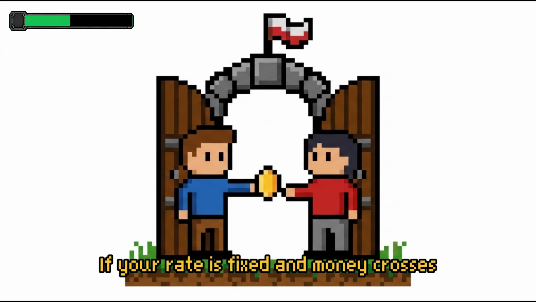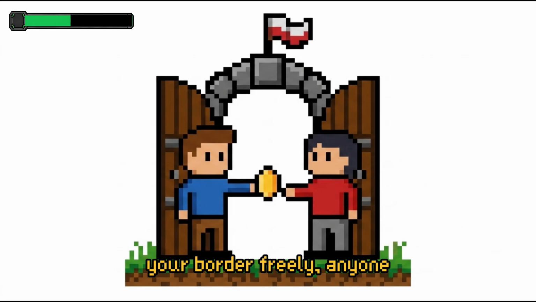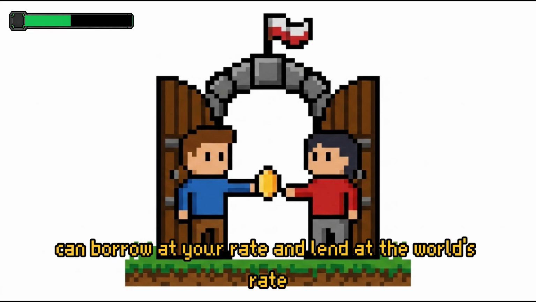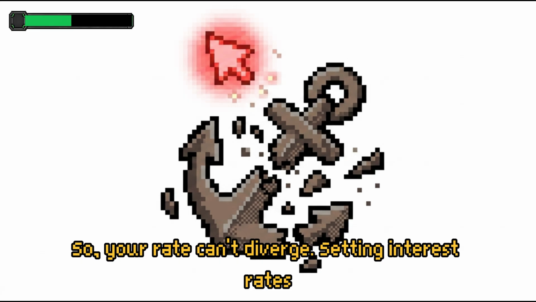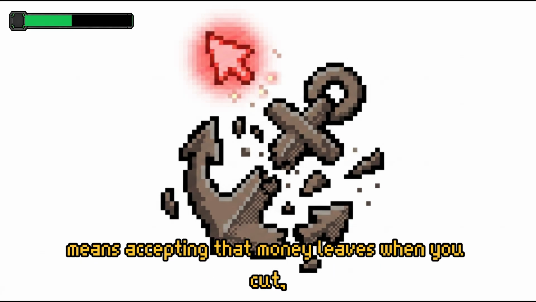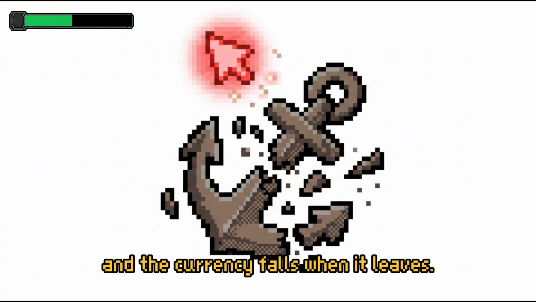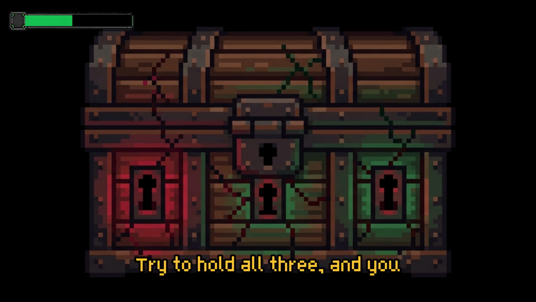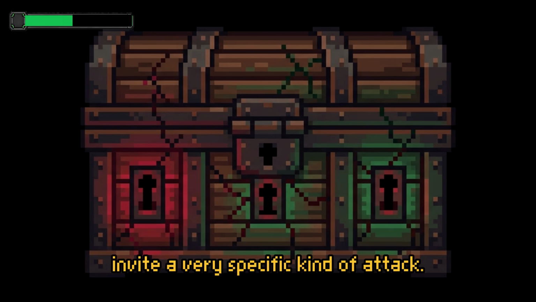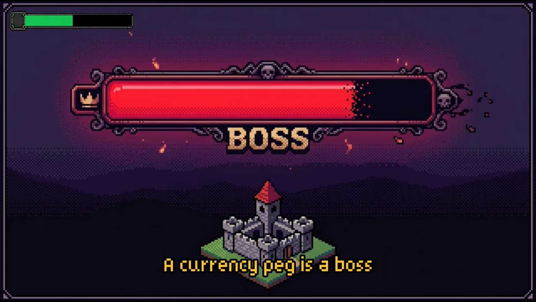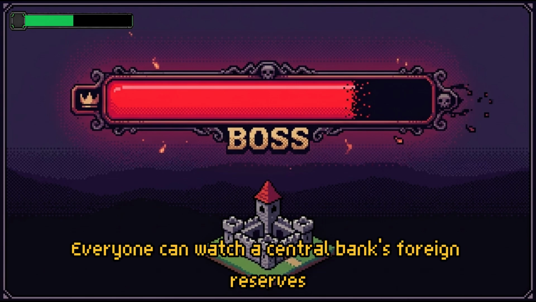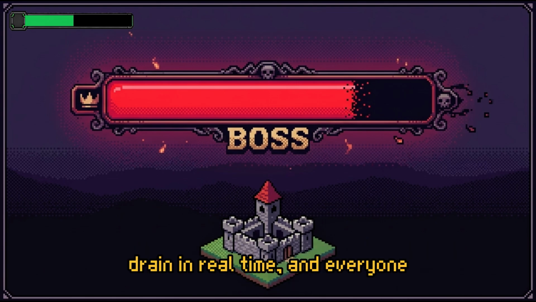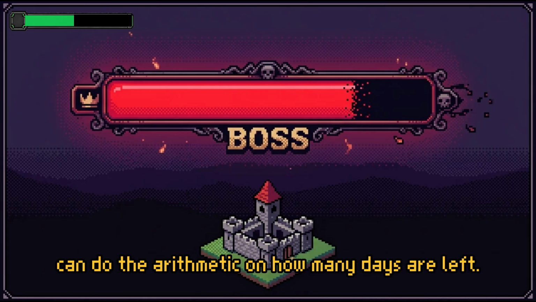If your rate is fixed and money crosses your border freely, anyone can borrow at your rate and lend at the world's rate the moment the 2 diverge. So your rate can't diverge. Setting interest rates for your own economy means accepting that money leaves when you cut, and the currency falls when it leaves. Try to hold all 3 and you invite a very specific kind of attack. A currency peg is a boss fight where the health bar is public. Everyone can watch a central bank's foreign reserves drain in real time, and everyone can do the arithmetic on how many days are left.